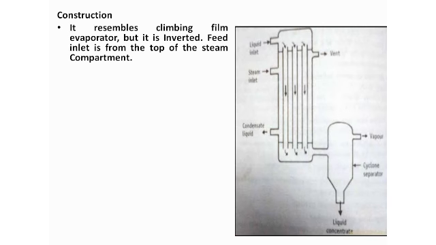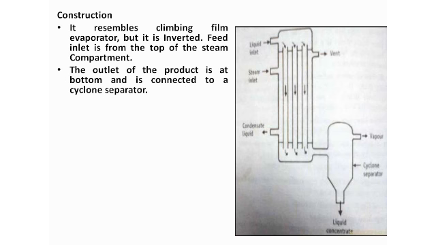So let's see the construction. It resembles the climbing film evaporator, but in an inverted position. The feed is inlet from the top here of the steam compartment, right. The outlet for the product is at the bottom here, and is connected with the cyclone separator.